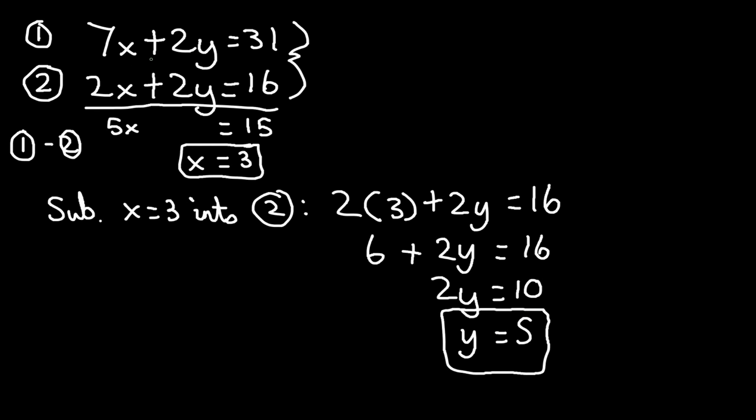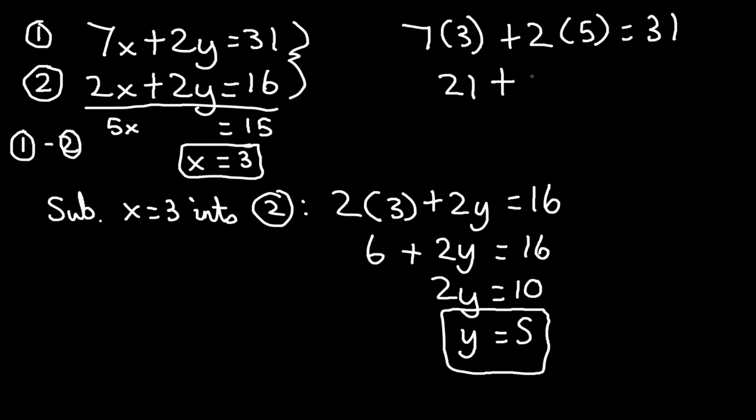Now, it's often a good idea to check your answers, particularly in your exam. So we'll substitute these values into equation 1. 7 times x is 3, so 7 3s, plus 2 times y, which is 5, 2 times 5 equals 31. Expanding these brackets, 7 times 3 is 21, 2 times 5 is 10, 21 plus 10 is equal to 31, so we have verified that this equation is true.